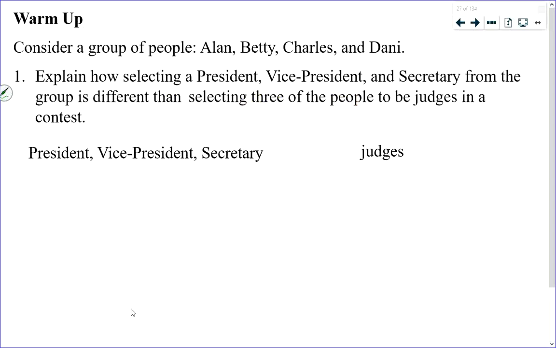So as a warm-up, I want everybody to think of having a group of 4 people, Alan, Betty, Charles, and Danny. And in case it's lost on you, that's A, B, C, D, to keep track of people in terms of letters. So my job is to select out of that group of 4 people, 3 of them, and one of them is going to be a president of a committee or group or whatever. One of them is going to be a vice president, and one is going to be a secretary.